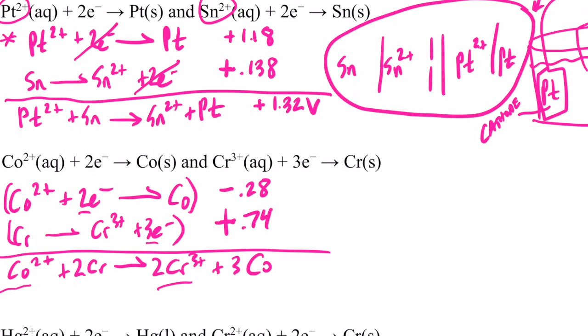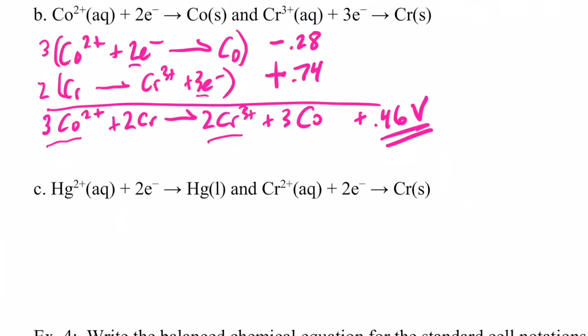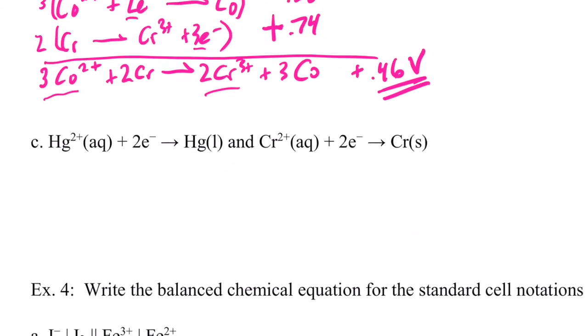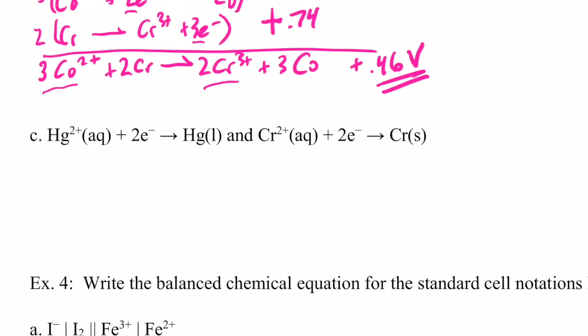Now we can add those potentials together, and for this one we have a negative 0.28 plus a positive 0.74 for an overall potential of positive 0.46 volts. Okay? All right, go ahead and try letter C without my help, then come back to the video. We'll see how you did, okay?